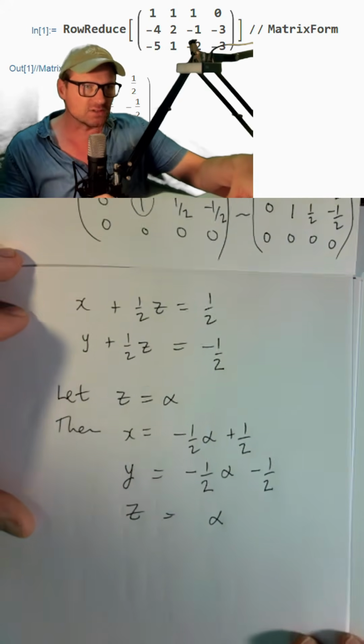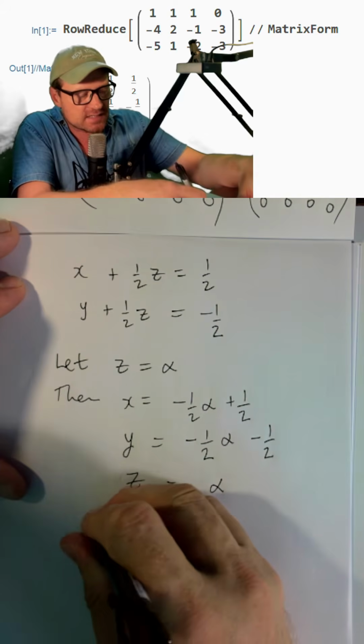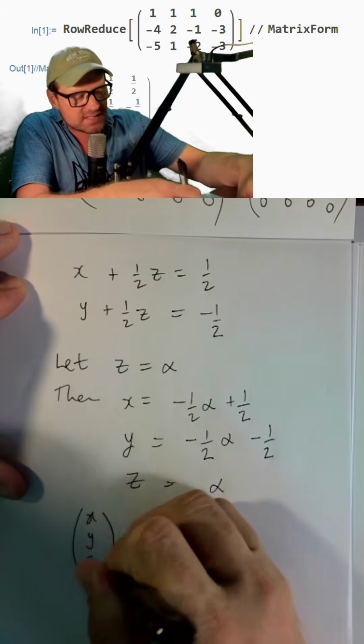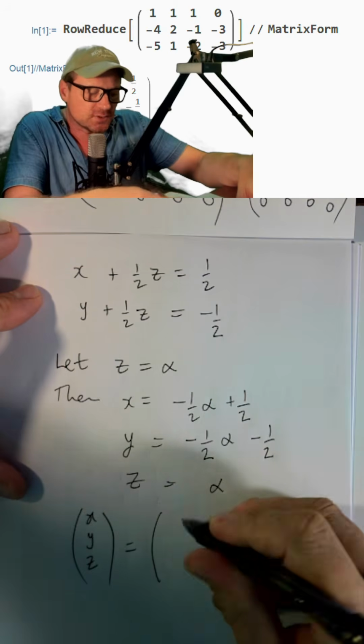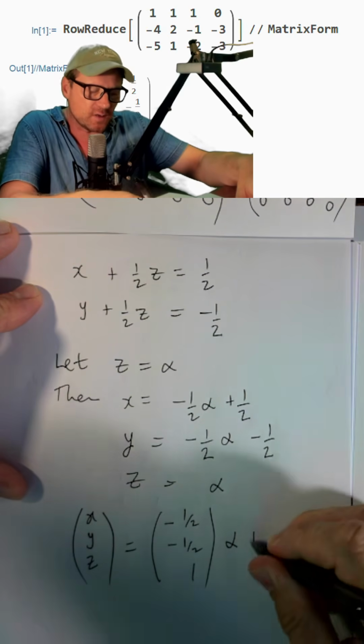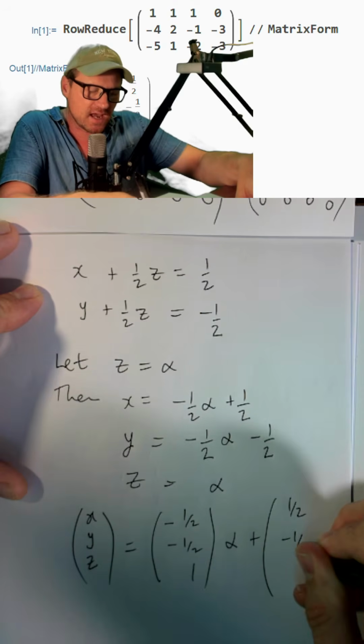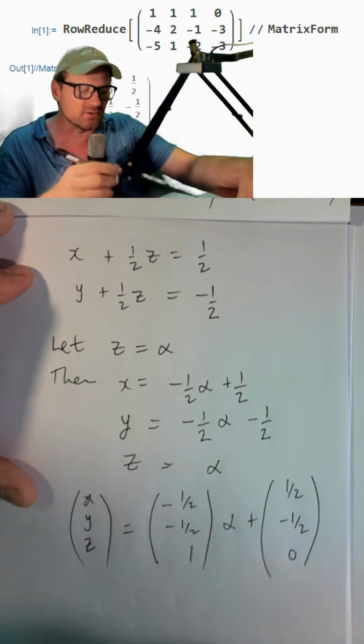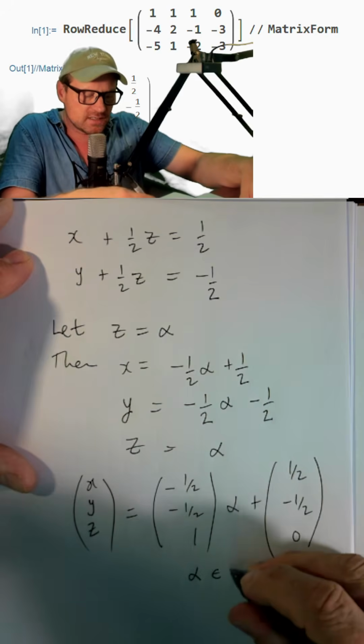So putting this all together, what we have then is x, y, z, let's put this in a vector, is equal to minus 1/2, minus 1/2, 1 times alpha plus 1/2, minus 1/2, 0. And here's our general solution where alpha is any real number.